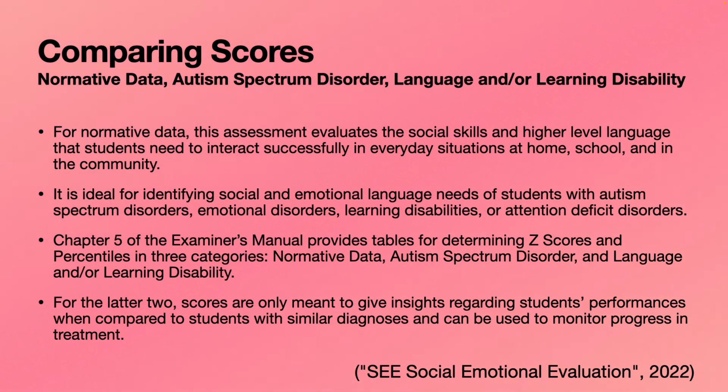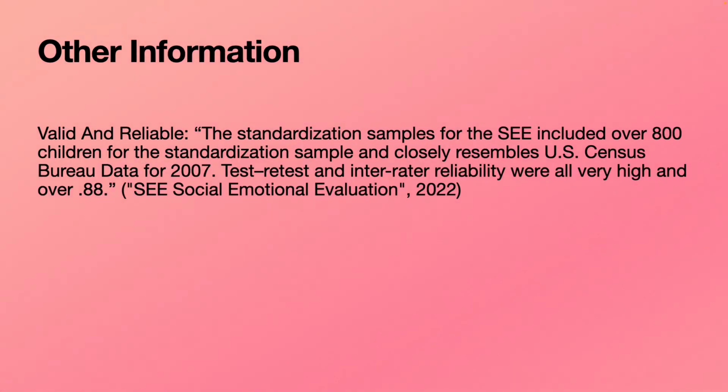Chapter 5 of the Examiner's Manual provides tables for determining z-scores and percentiles in 3 categories: normative data, autism spectrum disorder, and language and/or learning disability. For the latter two, scores are only meant to give insights regarding students' performances when compared to students with similar diagnoses and can be used to monitor progress in treatment. This evaluation has been shown to be valid and reliable.